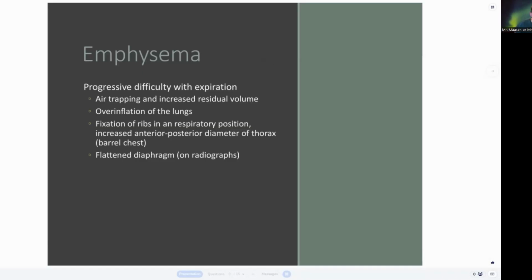The difference with emphysema is they have the air trapping. So they progressively have a hard time. Their lungs are overinflated. They really struggle with getting air out. Remember what I said at the very beginning of this lecture, if you can. I know it was a while ago, but inspiration, expiration, breathing out should be a passive process. It shouldn't require a lot of energy. It's about muscles relaxing and changes in pressure.